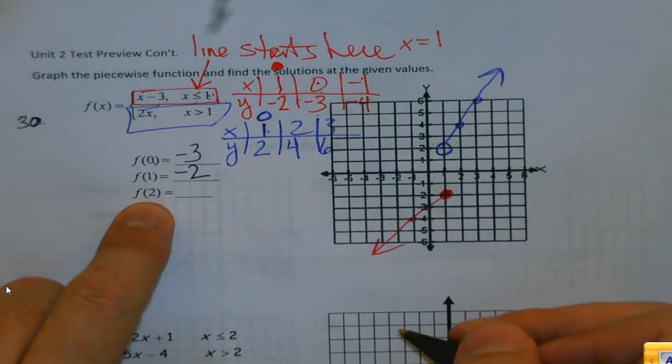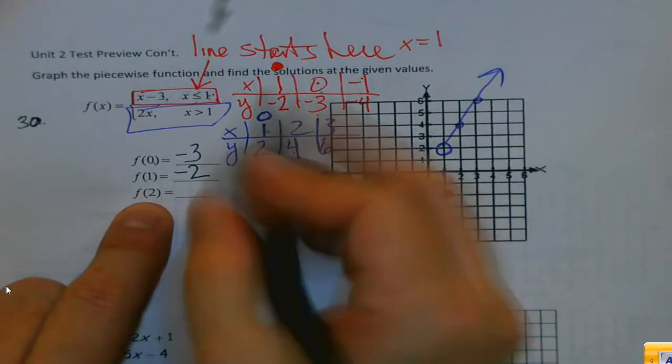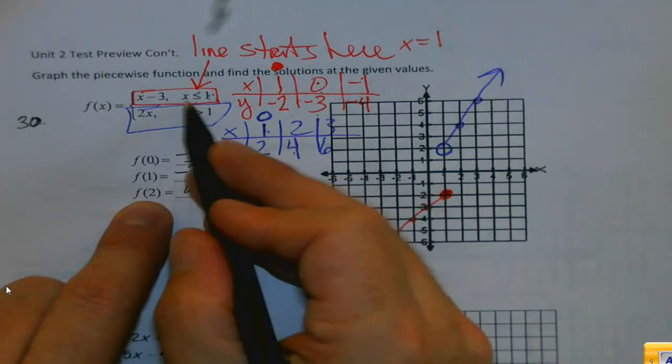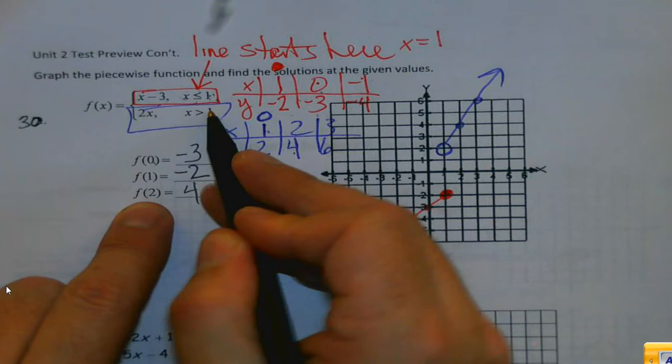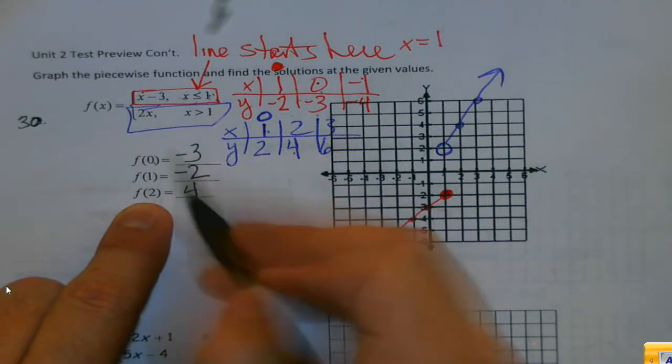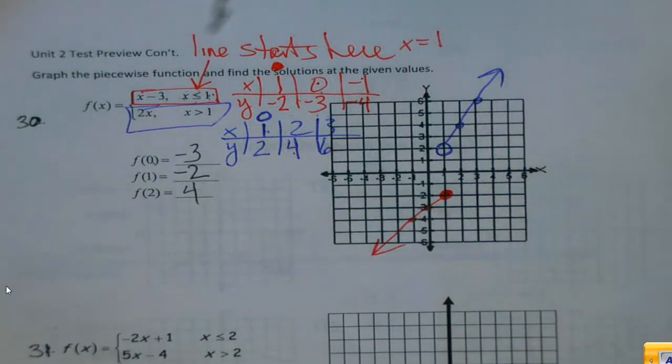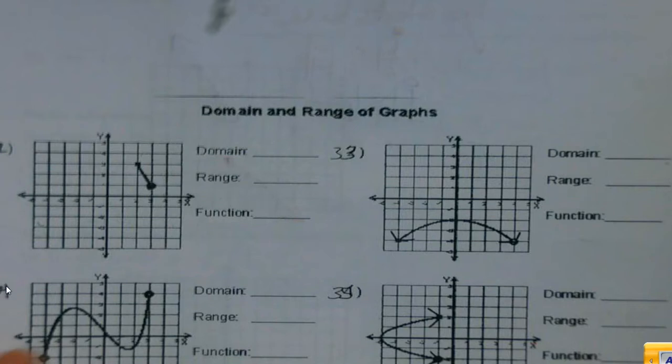What about when it's 2? Look at my chart and see that it's 4. Or, is 2 less than 1? No. Is 2 greater than 1? Yes. 2 times 2 is 4. I get it that way. Okay, so a little algebra, a little bit of that. I'm going to time this out just about right.